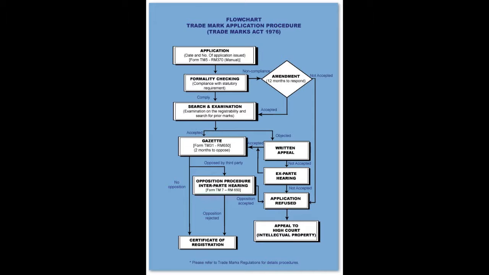The simple steps are, first, the application, for which the form number is TM5, and then the formality checking, and then the search and examination. After the examination, we gazette the trademark to the public. Then we will get the certificate of the trademark.